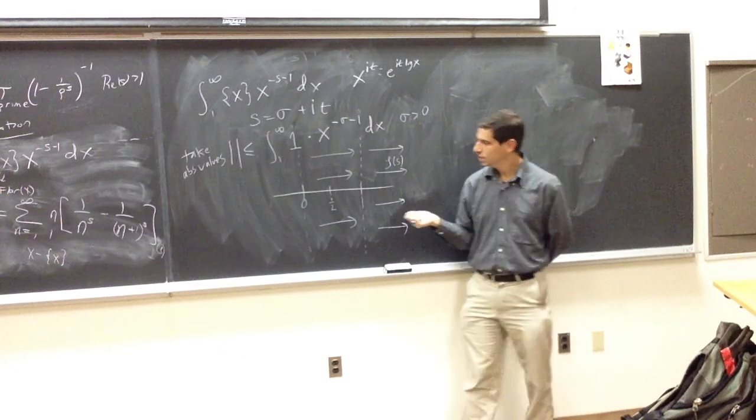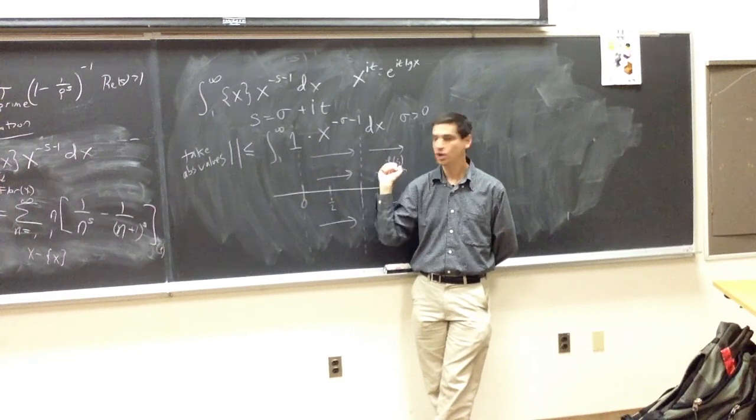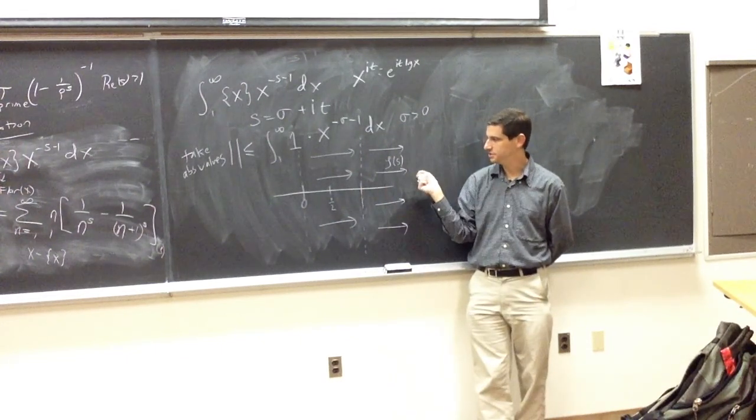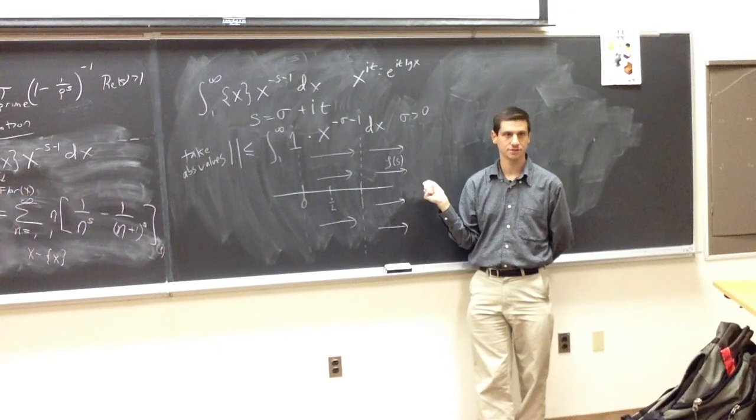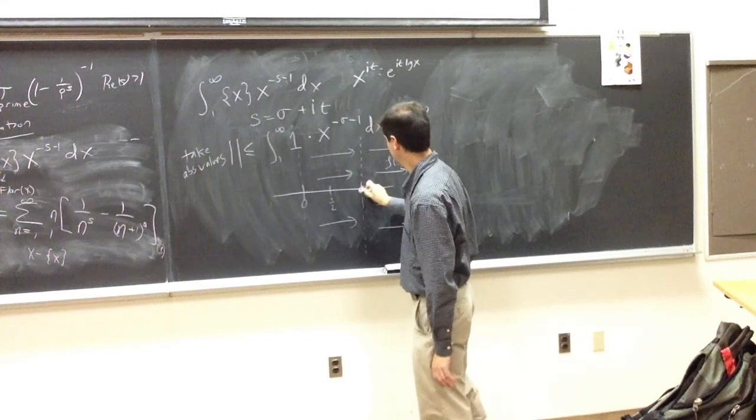Okay, so the next question is, do we have a better way to analytically continue this? Can we continue this not just to the real part of s greater than 0, but to any value of s? Right now we know that there's a pole of the function here.